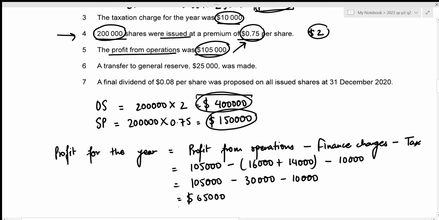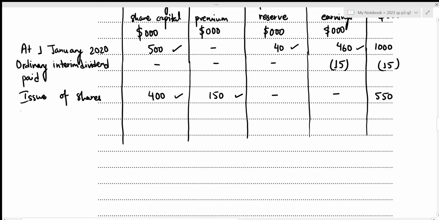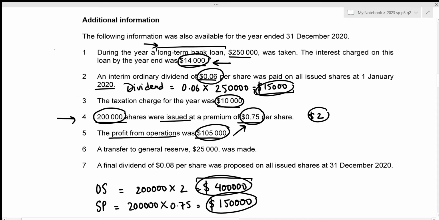And we need to include this amount of 65,000 as our profit for the year in the retained earnings column. Let's do that. So this is the profit for the year, and it only affects our retained earnings column, which is 65. So the total for this row is also going to be 65. Okay, then we utilize this information.